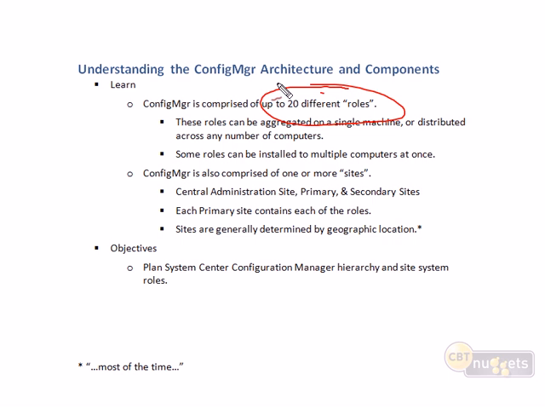Built into Config Manager are up to 20 different roles. And these roles can be consolidated on a single machine. In fact, if you follow along with me, you'll be doing 19 of the 20 onto a single machine, or they can be distributed across any number of computers for reasons of load balancing and high availability. Some roles can also be installed to multiple computers at once.